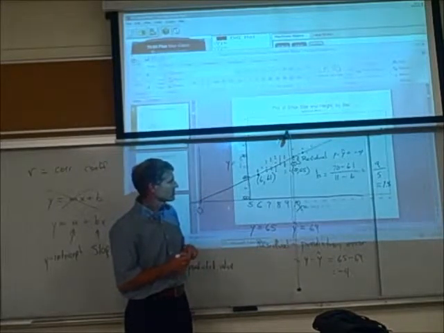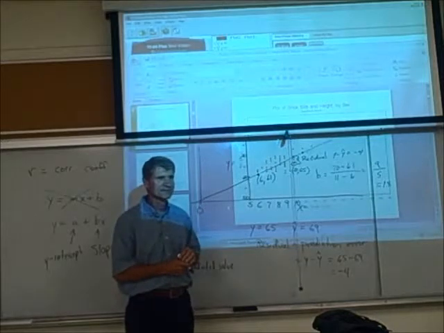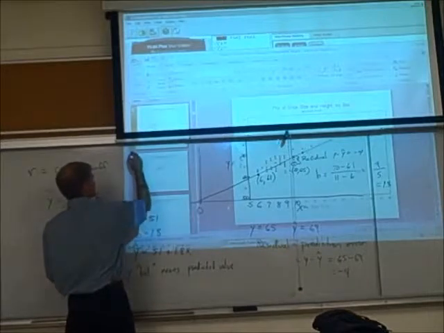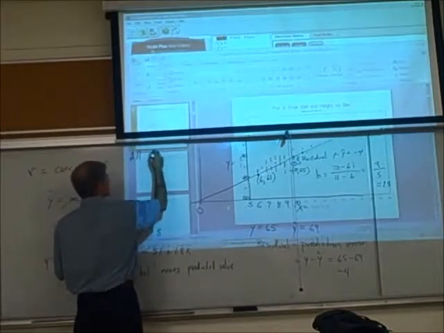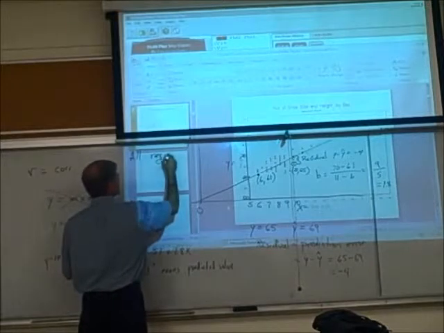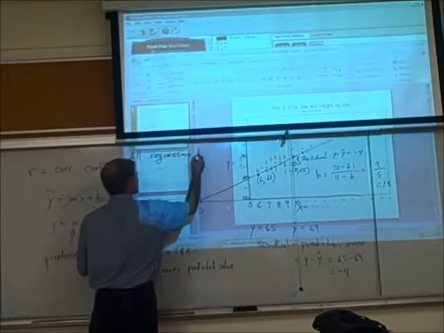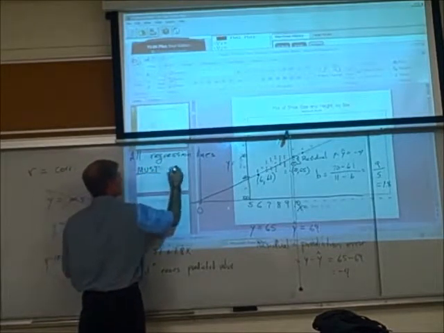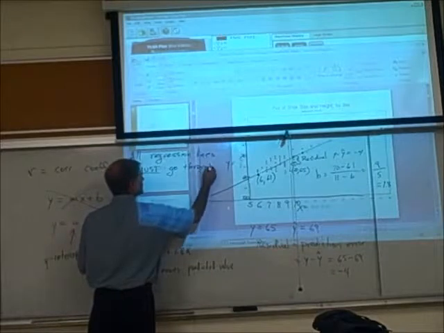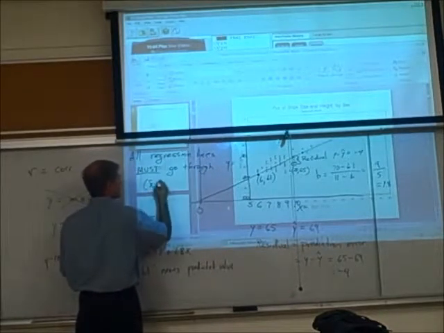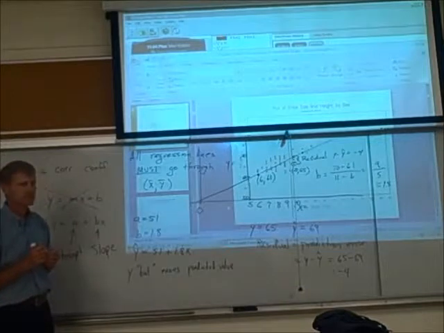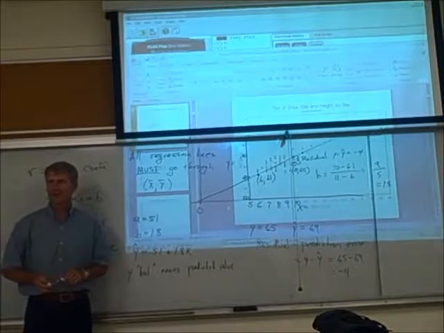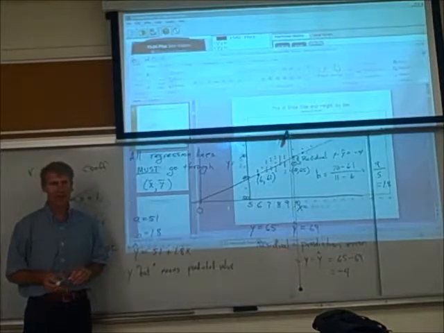But that's going to be true even if I tilt the line all out of whack. As long as I go through, I'm going to write this down now. All regression lines must go through the point x bar, y bar. And what did we call that point? Very good. The centroid. Remember we talked about that a little bit last time?